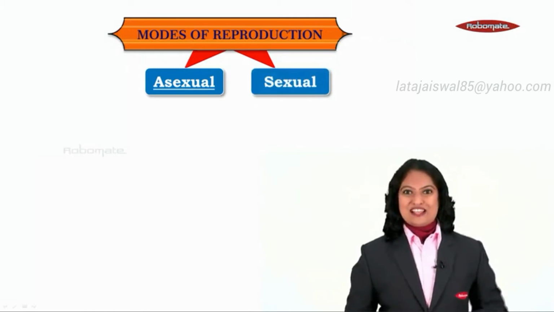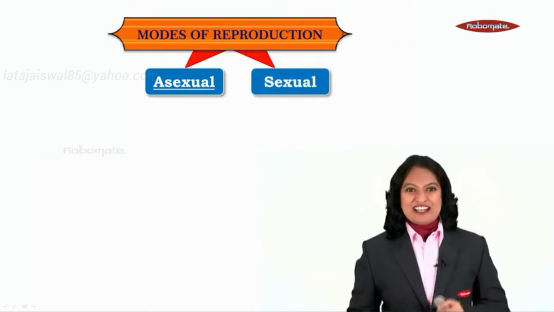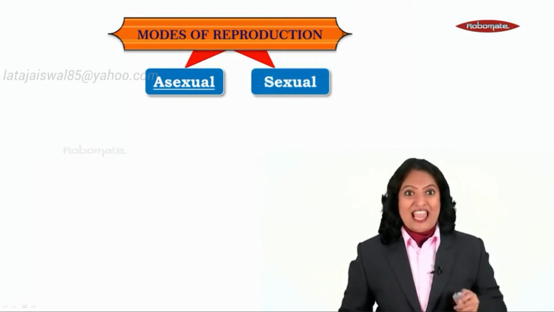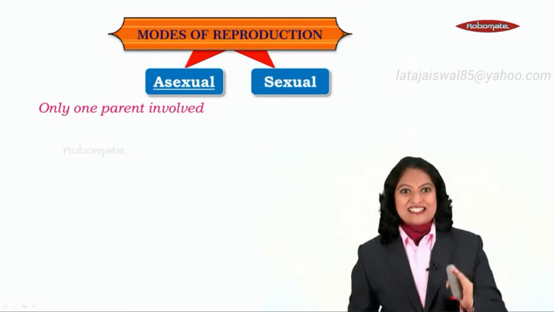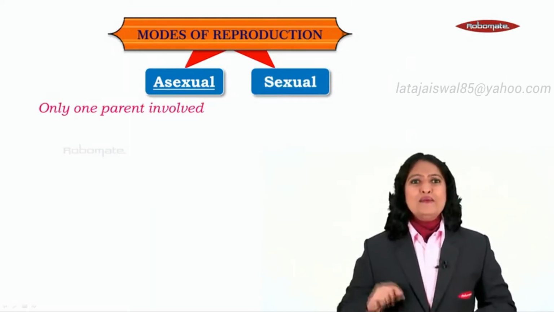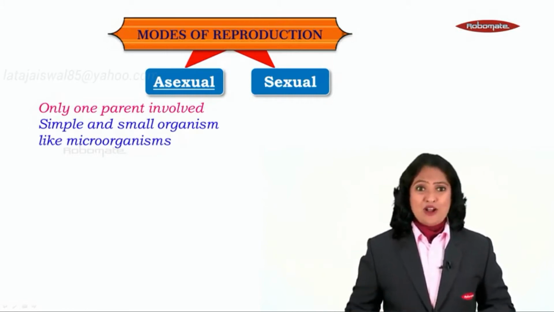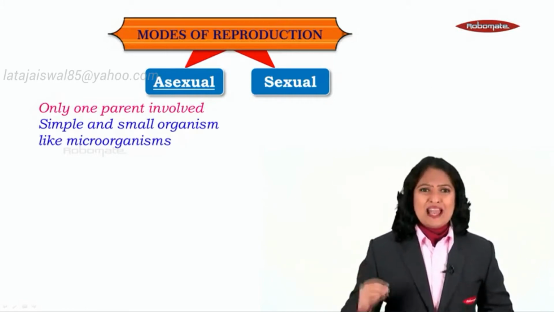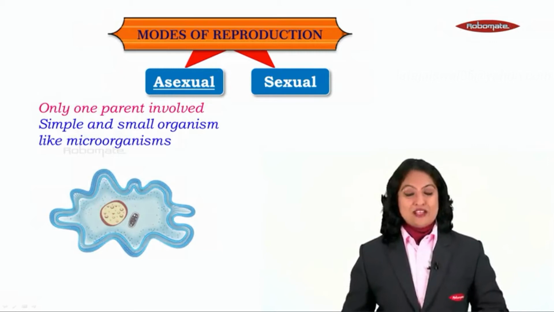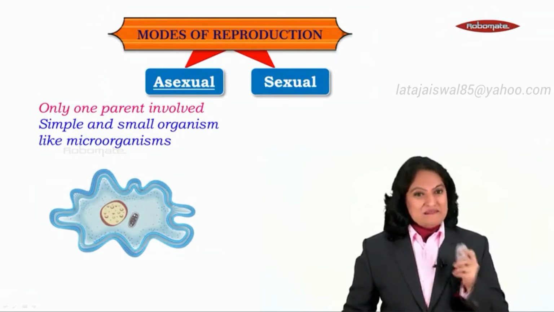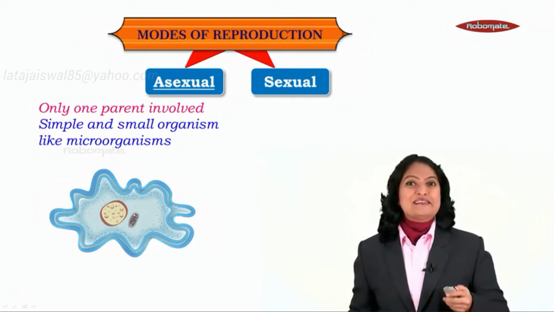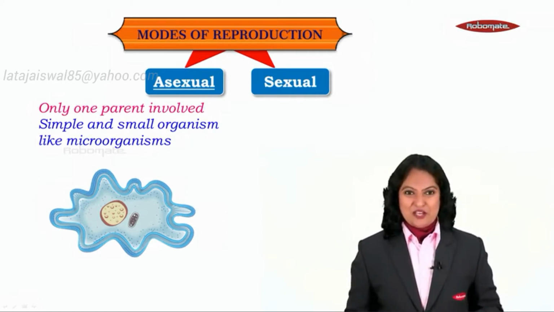Focus on the word asexual. The very word asexual tells me A means absent. Here, the sexes are absent. Only one parent is involved. And simple and small organisms, rather microorganisms like amoeba, exhibit the asexual mode of reproduction.